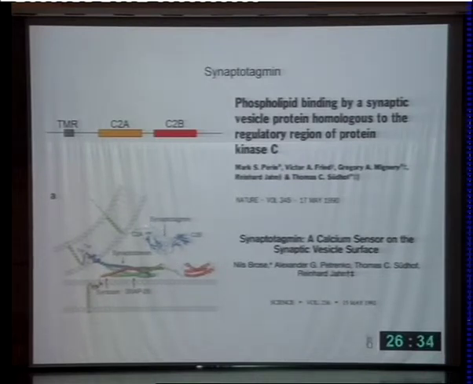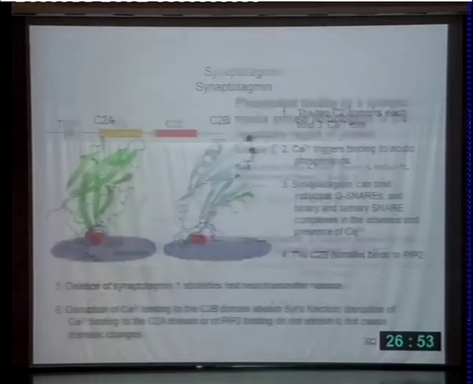At that point, it contained so-called C2 domains, and the only other protein known to have C2 domains was protein kinase C. And it was known that these C2 domains in protein kinase C bind calcium. We were very excited. We showed that this is also binding calcium. We then hypothesized that this might be the calcium sensor. Now, to cut a long story short, this turned out to be correct.